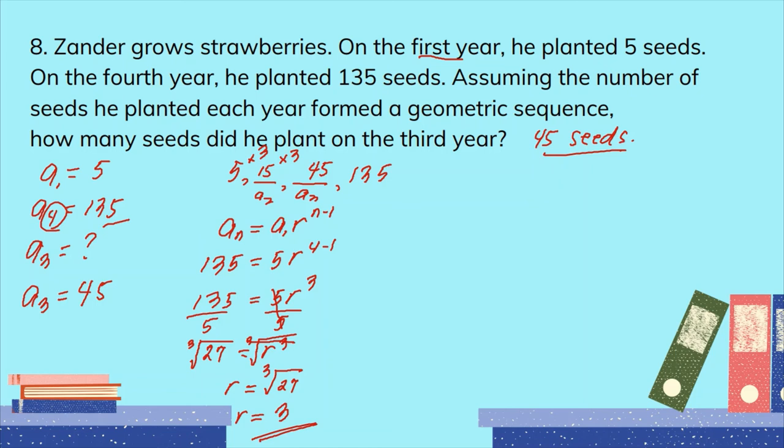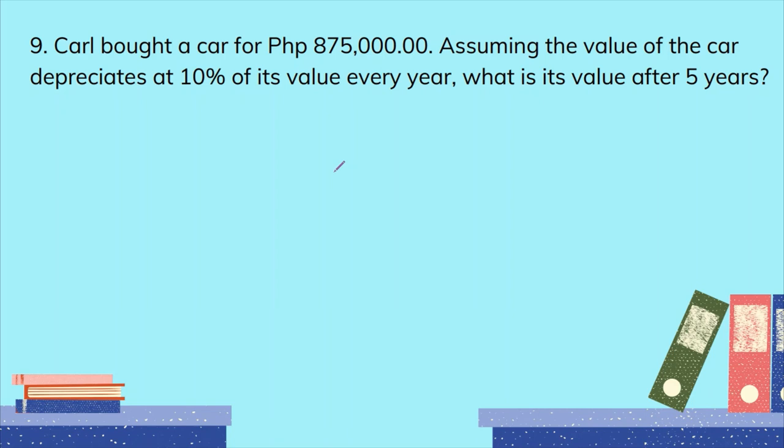Okay, so number 9. Carl bought a car for $875,000. Assuming the value of the car depreciates at 10% of its value every year, what is its value after 5 years? Okay, so how are we going to solve this? So let's find the given first. We have A sub 1, which is $875,000. So yan yung price ng car nung unang bili.